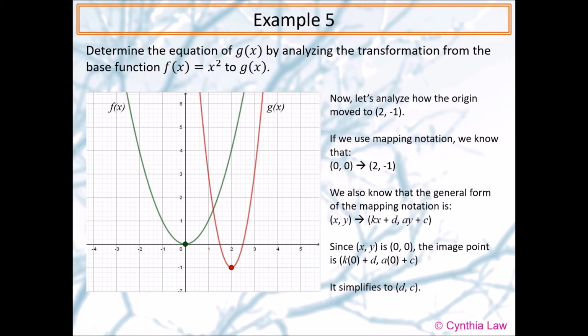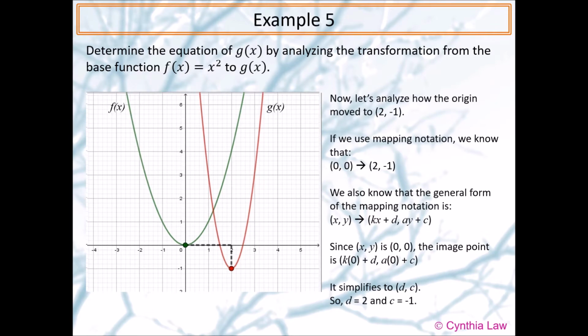So visually, we know that the origin has moved 2 units to the right and 1 unit down. No stretch, no compression.